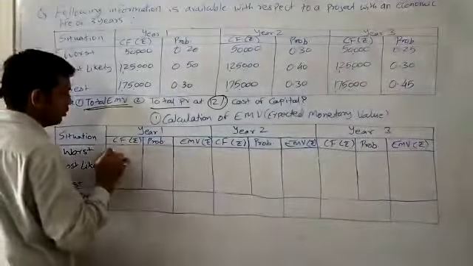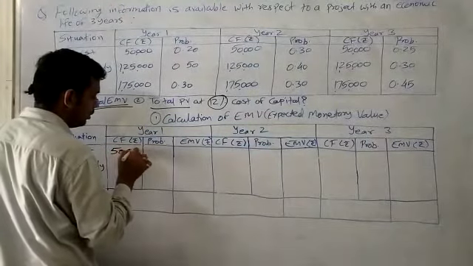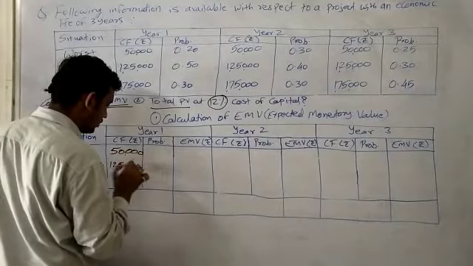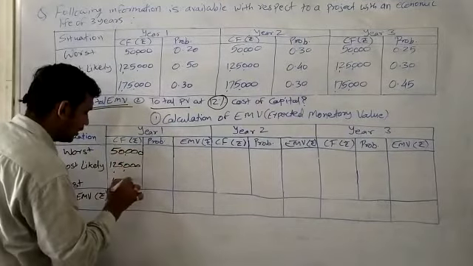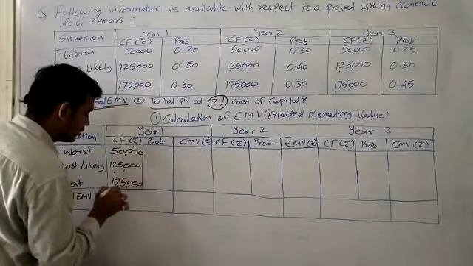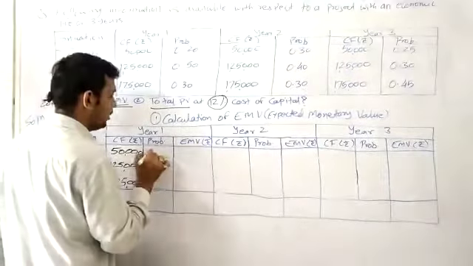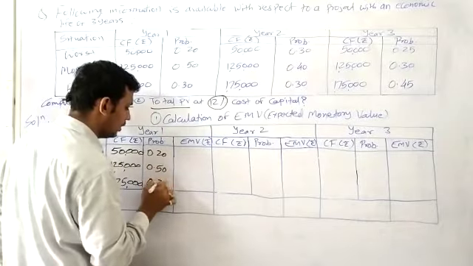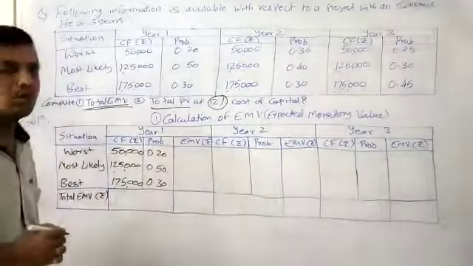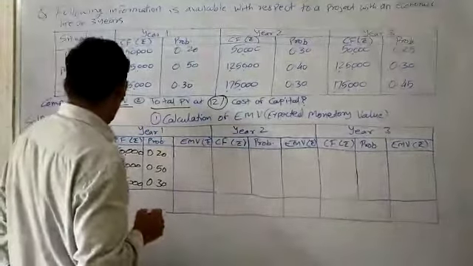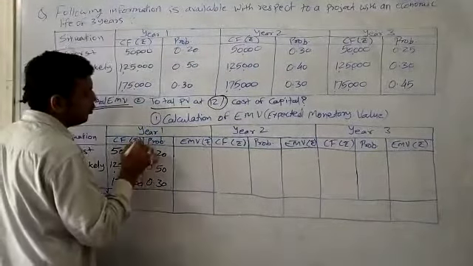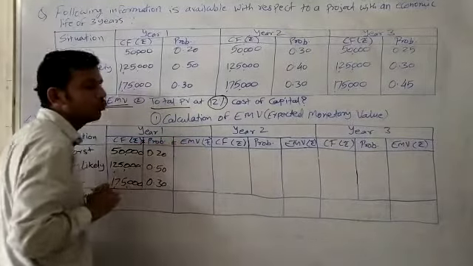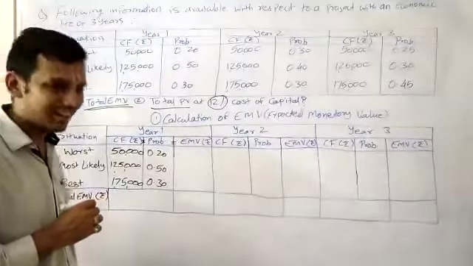In the worst situation the cash flow was 50,000, for most likely it is 1,25,000, and in the best situation it is 1,75,000. These are our cash flows. Our probability for the worst situation is 0.20, 0.50 for most likely and 0.30 for best. If you remember, we have used a simple formula: cash flow multiplied by probability is equal to expected monetary value, that is your EMV.